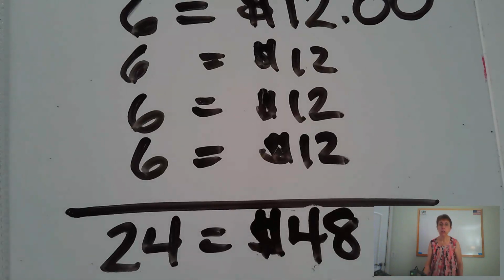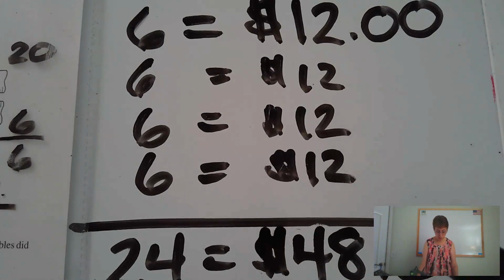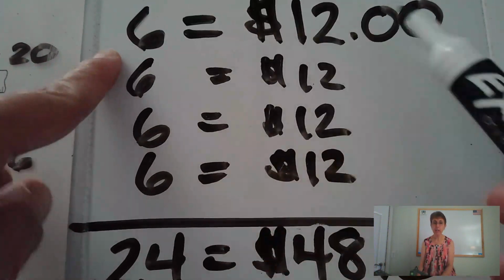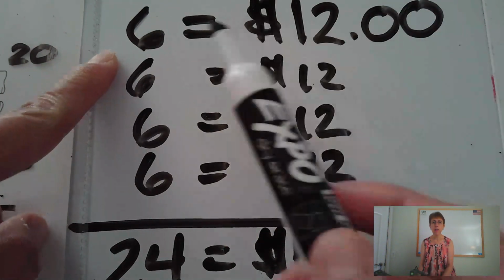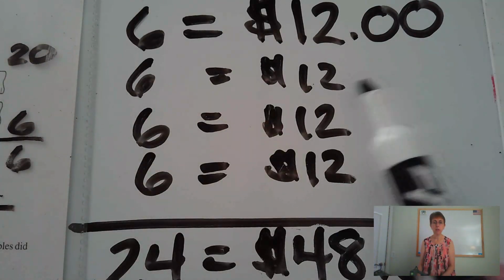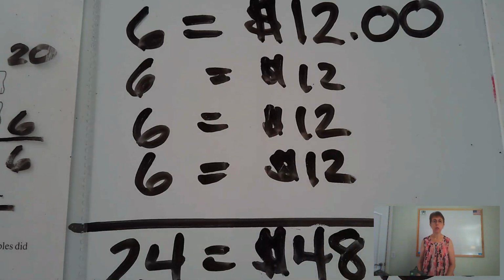So here's a really simple way that you could have figured out how much 24 golf balls would cost. Simply start out by writing down what they originally told you, 6 golf balls for $12, and then recognize, well, every time I have another 6 golf balls, I have another $12. You only have to do that 4 times because 4 sixes is 24. So that was one way that you could have done that.